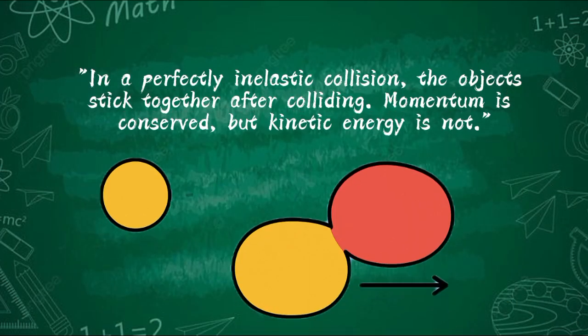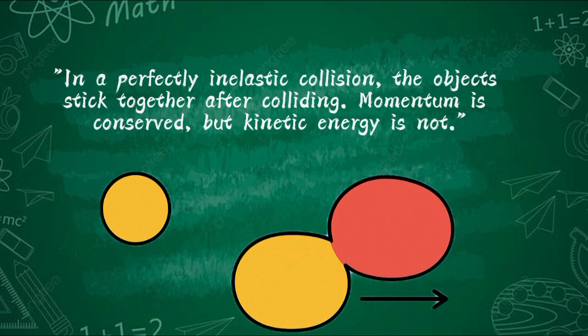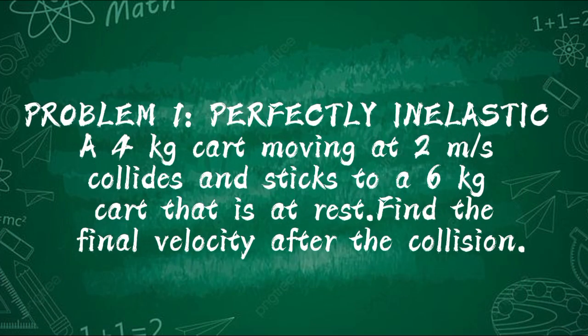In a perfectly inelastic collision, the objects stick together after colliding. Momentum is conserved, but kinetic energy is not. So this is our problem 1 about perfectly inelastic collisions.